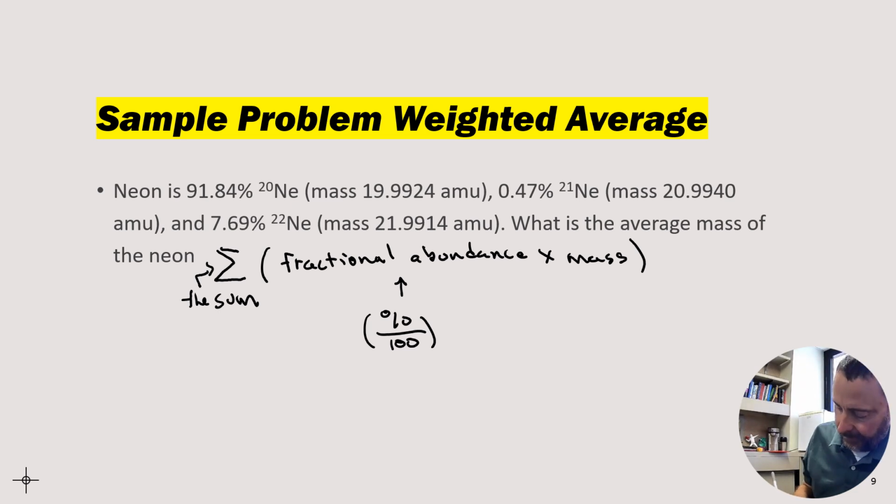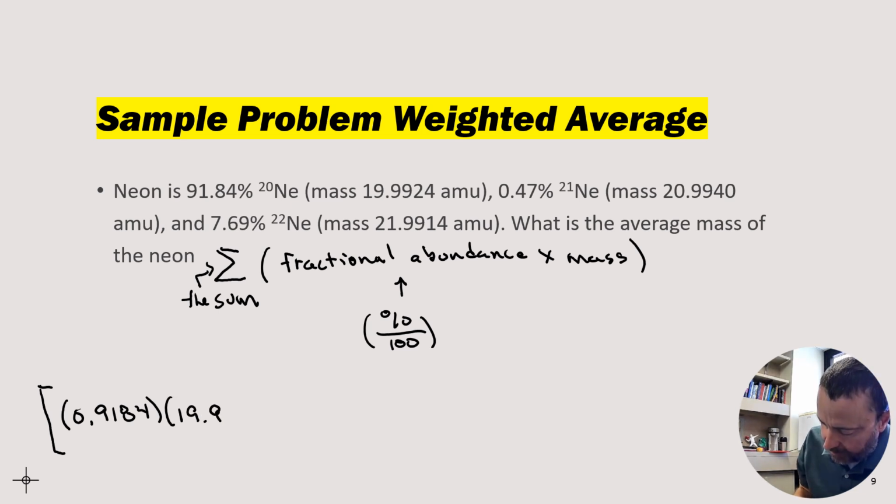Okay, so what we're going to do then is start with neon 20. Its fractional abundance is 91.84 divided by 100, which is 0.9184. We're going to multiply it by its mass, 19.9924 AMU. We're taking the sum, so we're going to add to that.